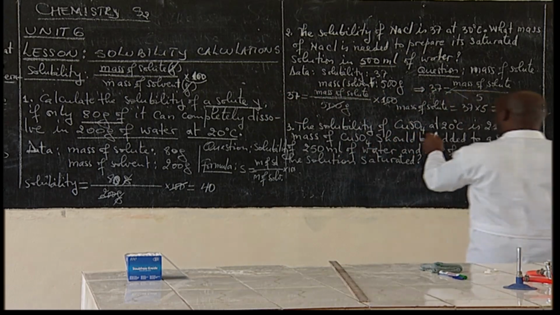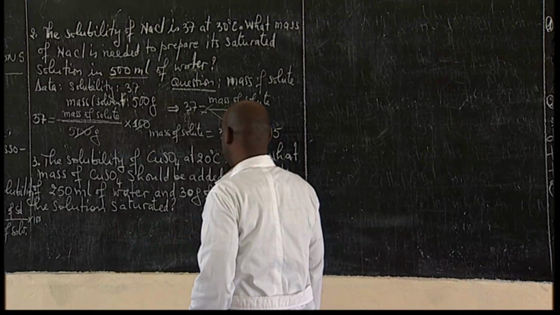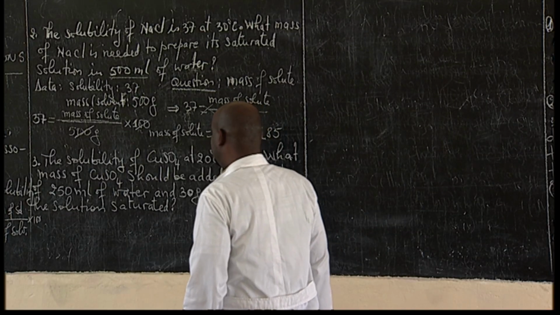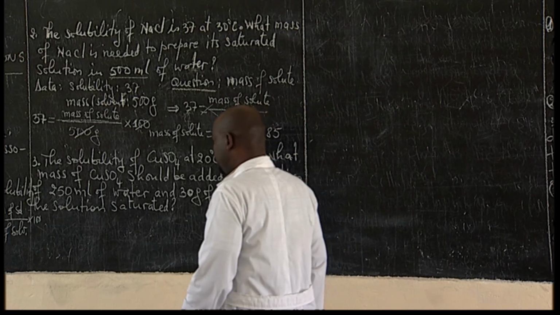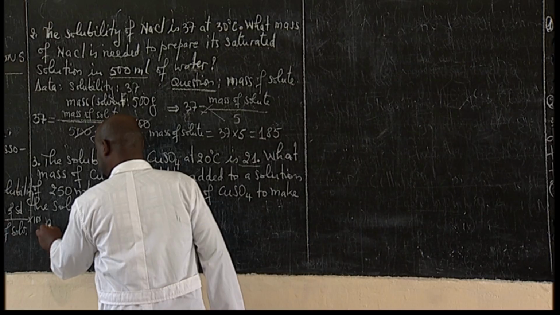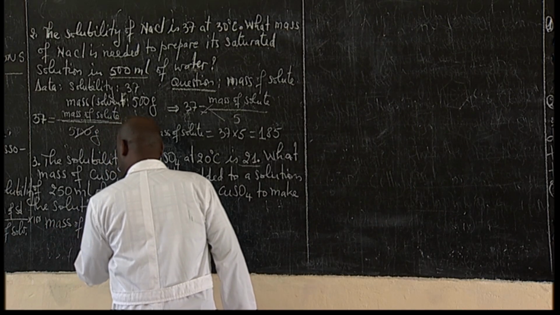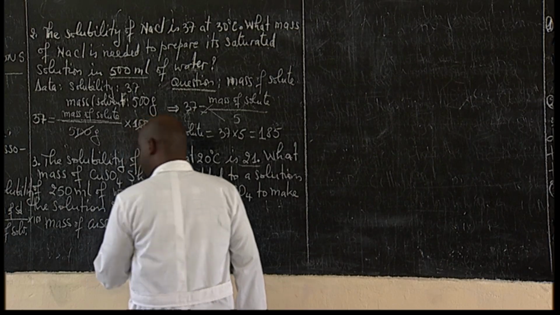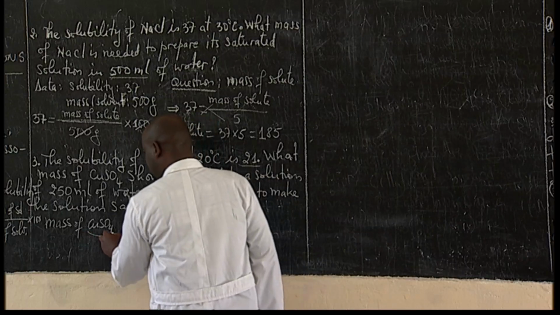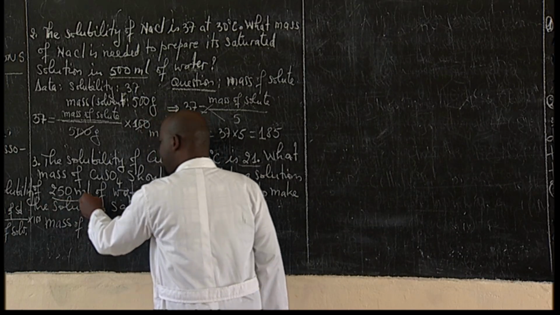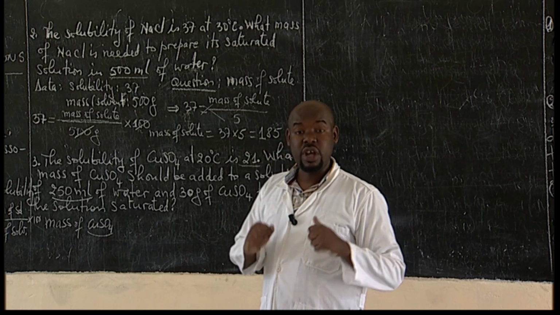The solubility of copper sulfate is 21. What mass of copper sulfate should be added to a solution of 250? First of all, let us find the mass of copper sulfate that should be added to 250 milliliters of water to make a saturated solution.